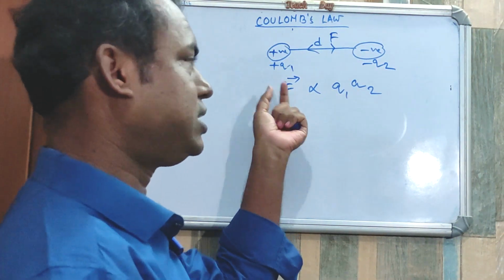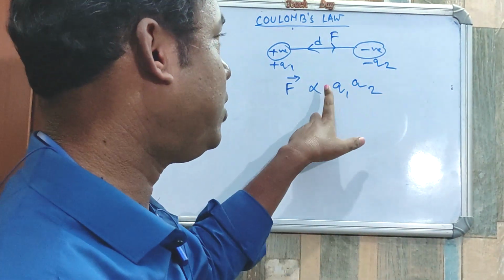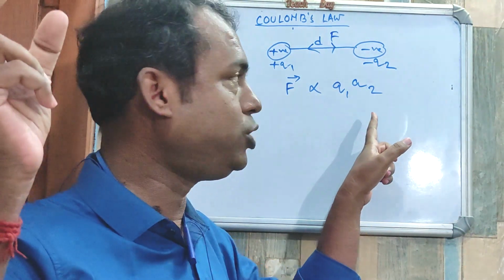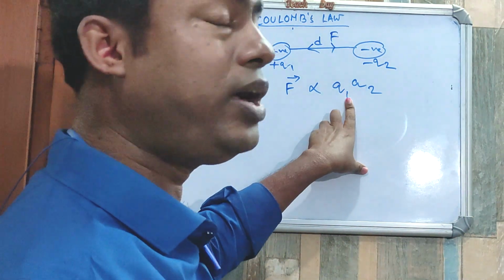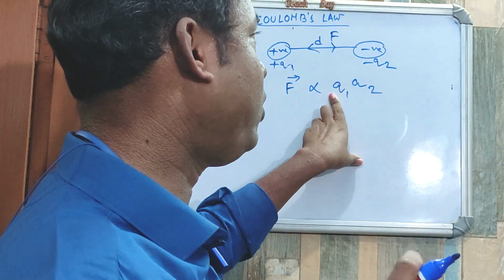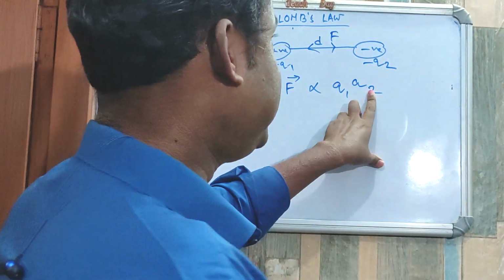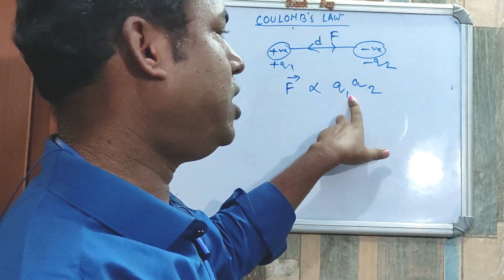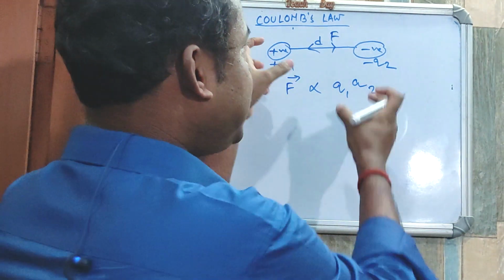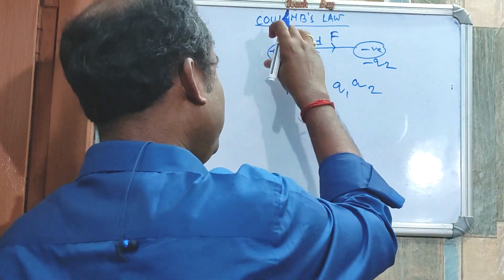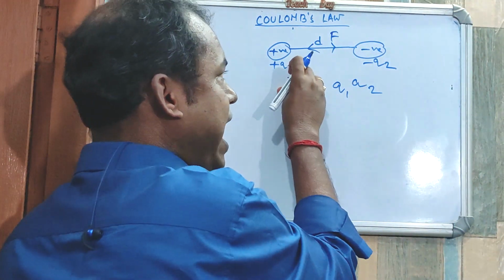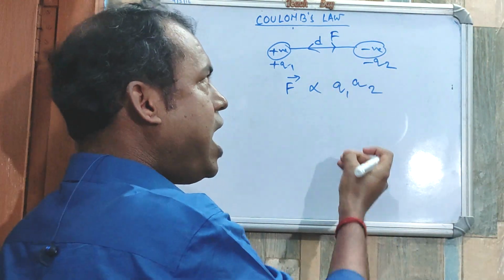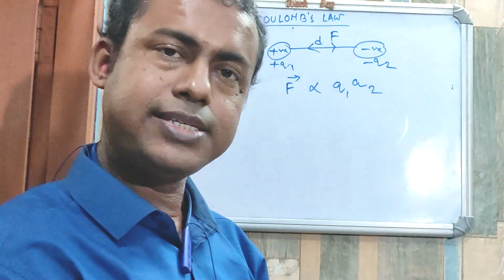So just think about this. Gravitation is proportional to m1 and m2, the masses of the two bodies. Now here it is Q1 and Q2, two separate charges separated by some distance. This is the main point. So the force is proportional to Q1 Q2. When the value of the charge increases, the attraction force increases. When the value of the charge decreases, the attraction force decreases.